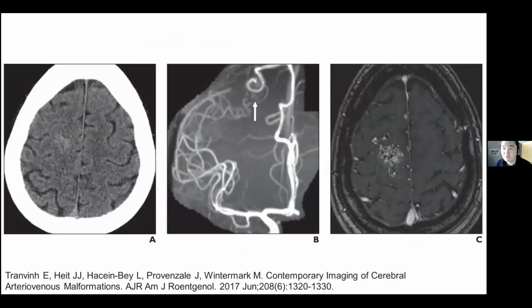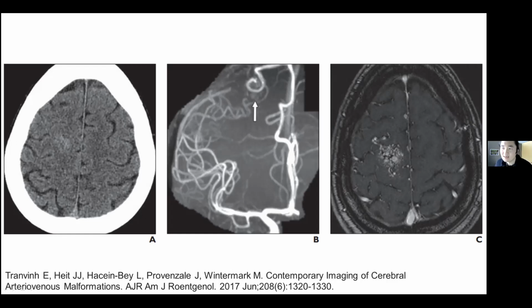Another patient, a 54-year-old woman who presented with left-sided weakness. The non-con head CT on the left, panel A, shows this kind of subtle but hyperdense lesion in the right frontal lobe that you might scroll through initially, but definitely is there and kind of catches the eye.